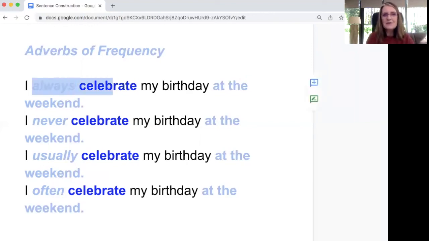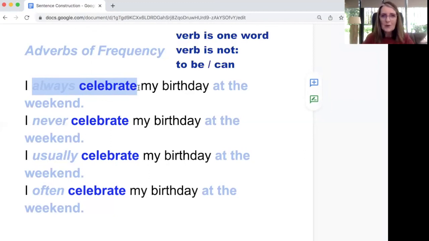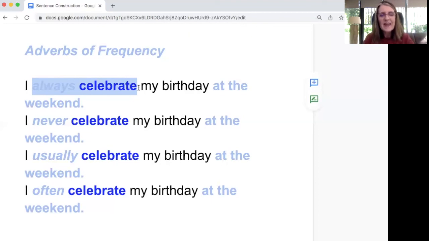The adverb of frequency always goes in front of the verb, if the verb is one word, and if the verb is not from the verb to be or can, then things work differently. If the verb is a compound verb, which means it has two words in it, or sometimes more, then we would put always in the middle. But that is a lesson for another day.